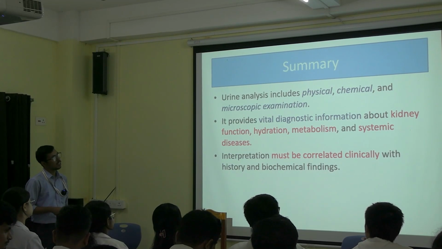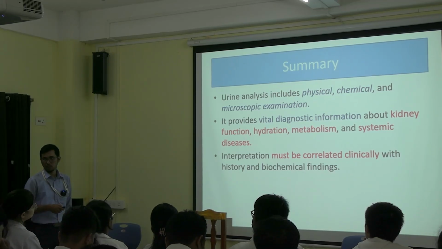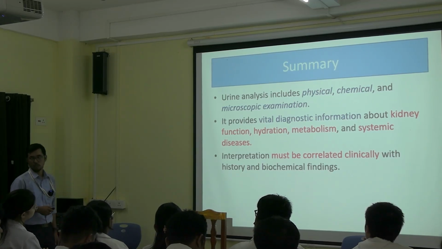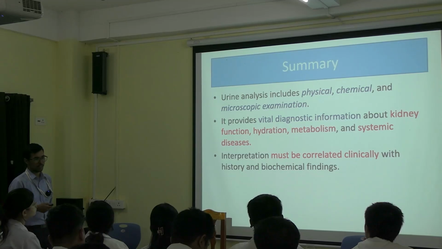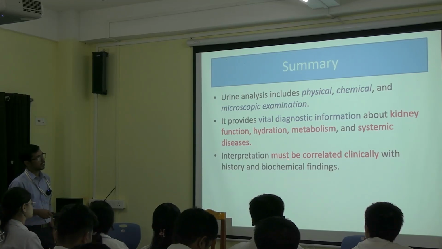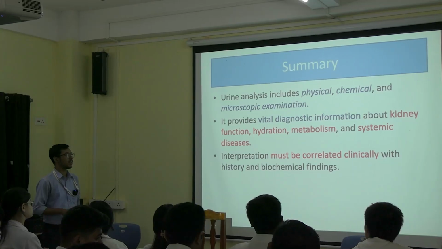And for metabolic diseases like phenylketonuria, we get a musty odor, a burnt sugar odor, these things. And for other systemic diseases like diabetes, we can find sugar in urine. So interpretation must be correlated clinically with history and biochemical findings.